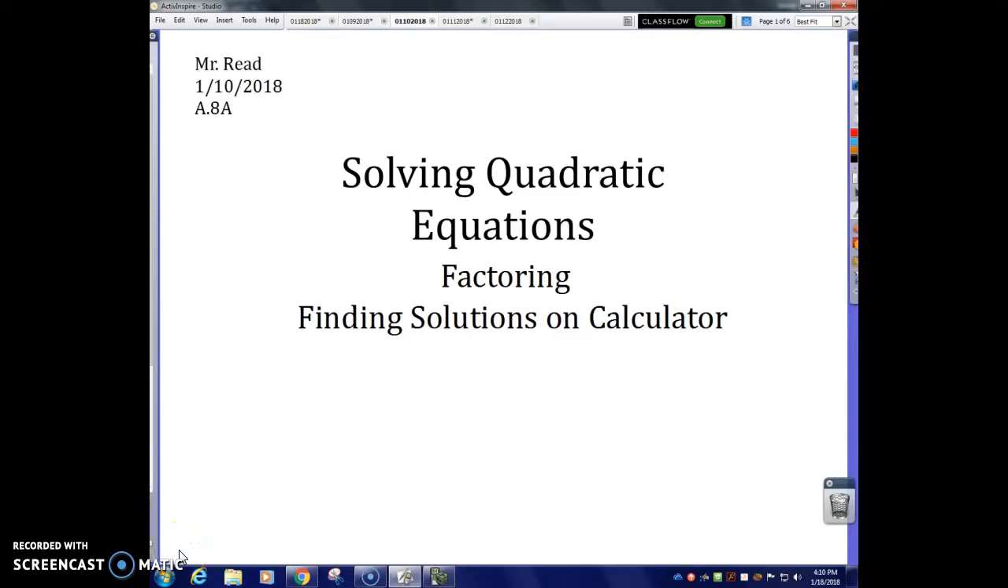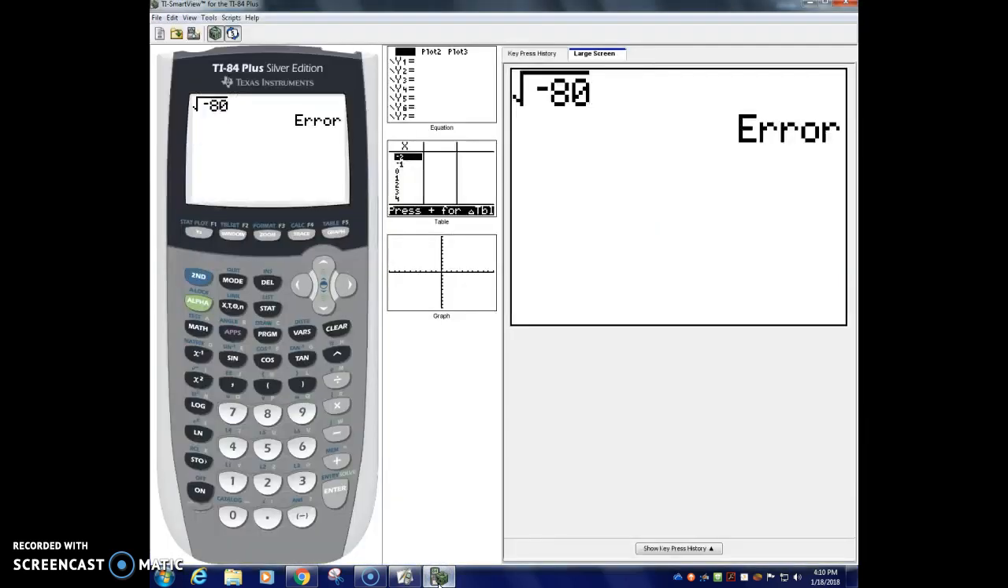Alright guys, so today we're going to be talking about solving quadratic equations again, but this time we're going to be finding the solutions on a calculator, okay? So make sure you have some sort of calculator handy, okay?